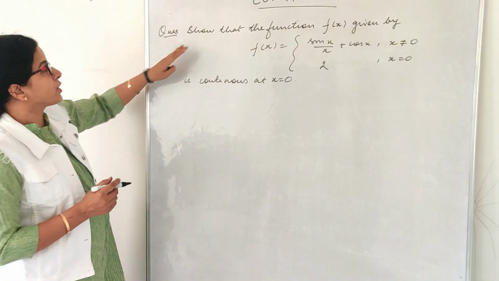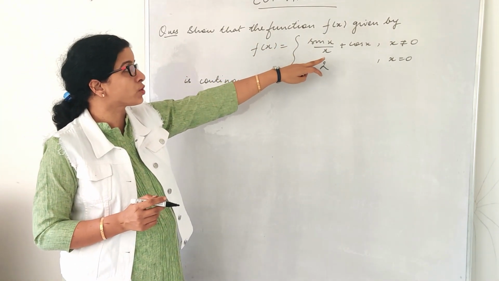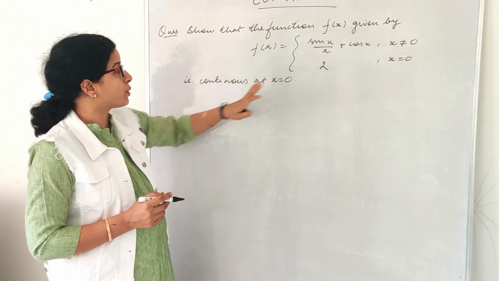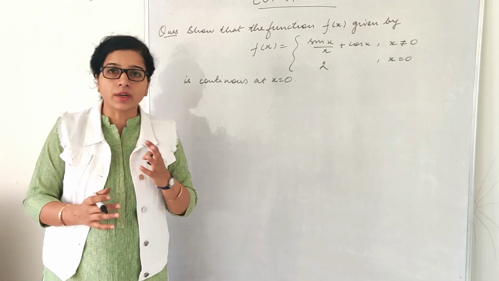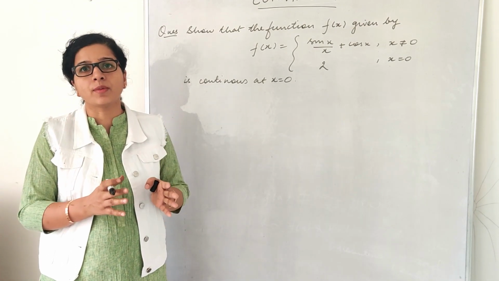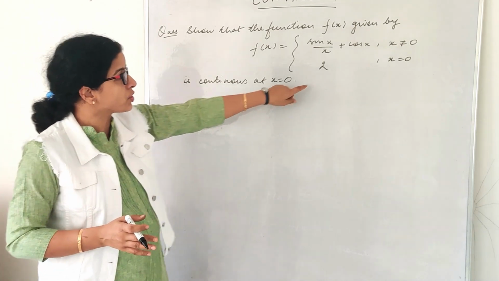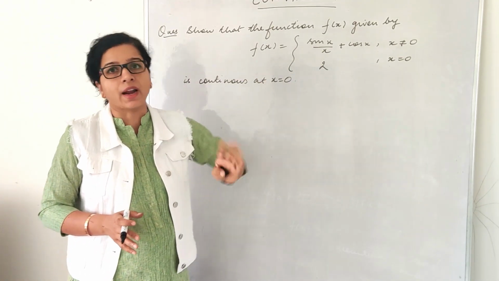Let us show that the function f(x) given by f(x) equals sin x by x plus cos x when x is not equal to 0, and 2 when x is equal to 0, is continuous at x equals 0. When we are checking the continuity, we have to check the left hand limit, the right hand limit and the value of the function. The value of the function is already given to us, so we just have to check the left hand limit and right hand limit.